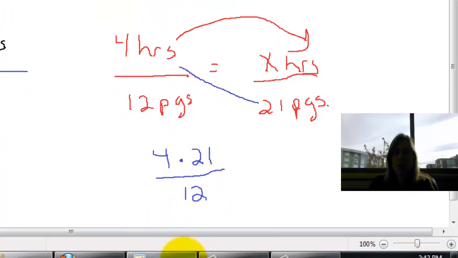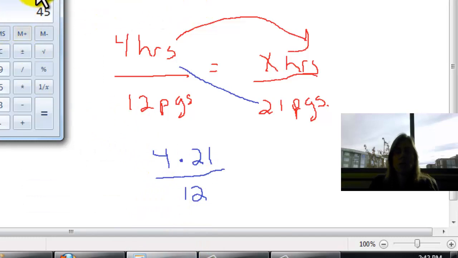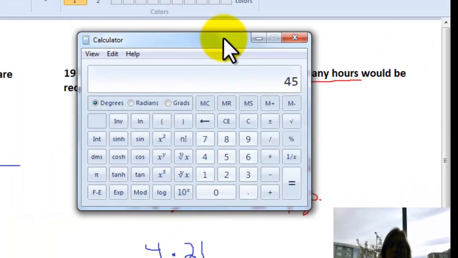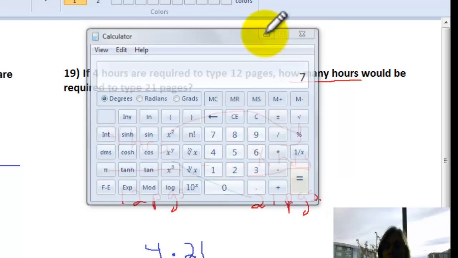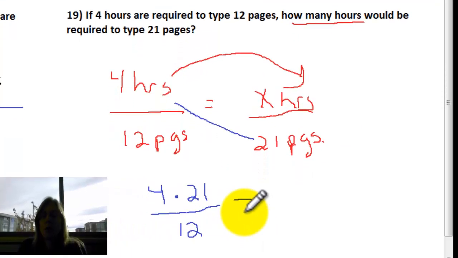And we can just do that on a calculator. 4 times 21 is 84, divided by 12 is 7. So we know that it would be 7 hours because we solved for these X hours.